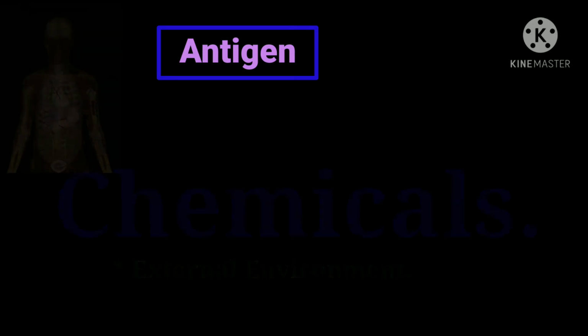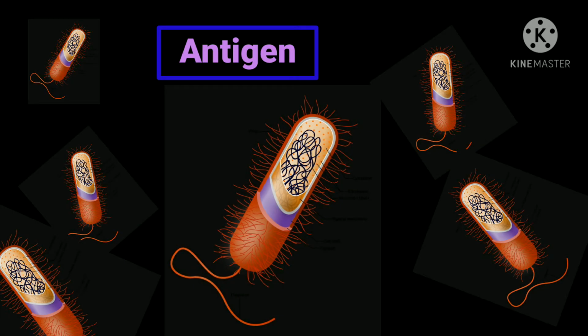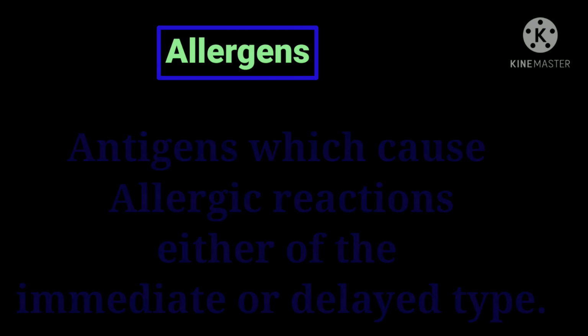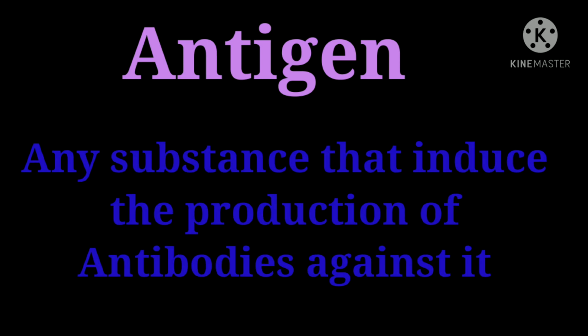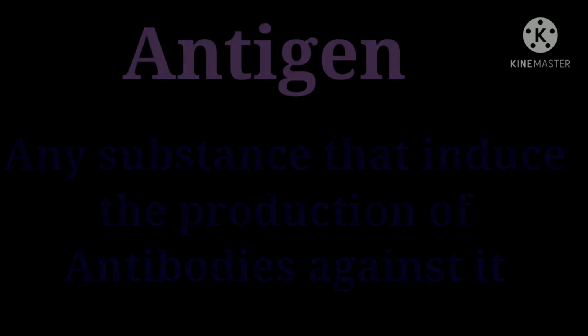For example, chemicals, viruses, bacteria, pollen, etc. Allergens or antigens which cause allergic reactions either of the immediate or delayed type. In simple terms, any substance that induces the production of antibodies against it is called an antigen.